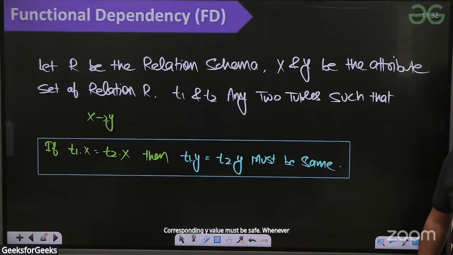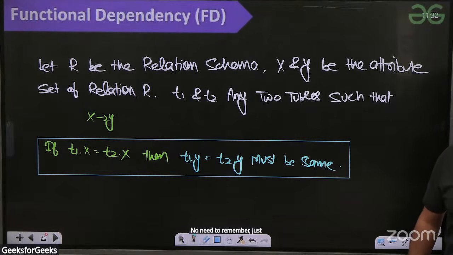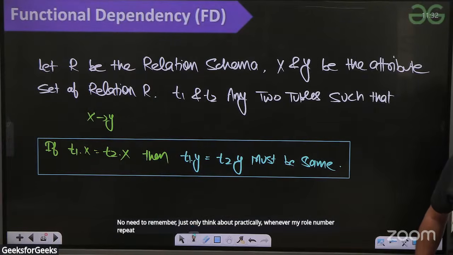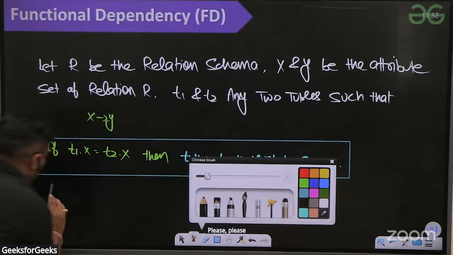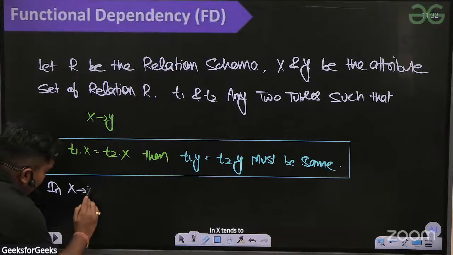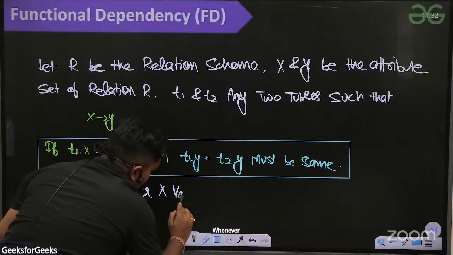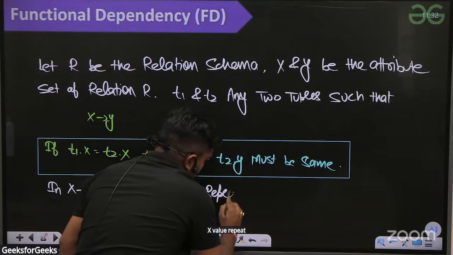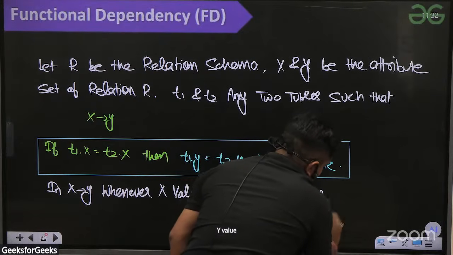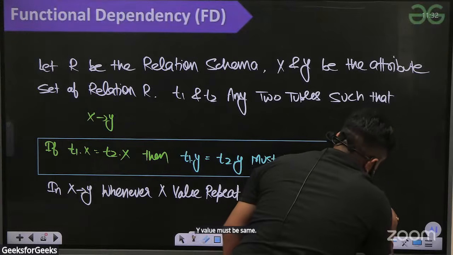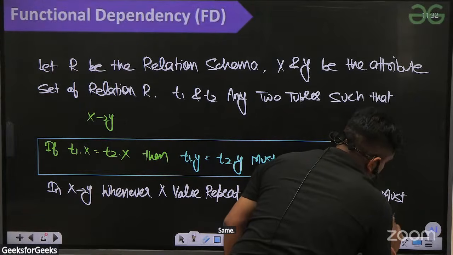Whenever X value repeats, no need to remember, just think practically. Whenever my roll number repeats, my result will be displayed. Mean to say, in X tends to Y, whenever X value repeats, corresponding Y value must be same. Corresponding Y value must be same. Are you getting my point?